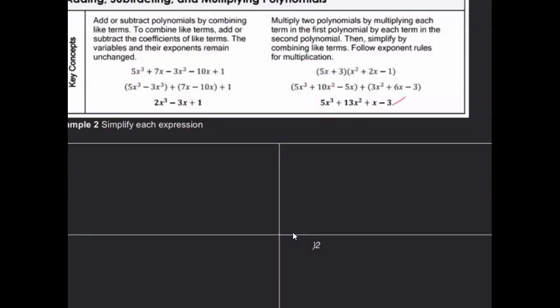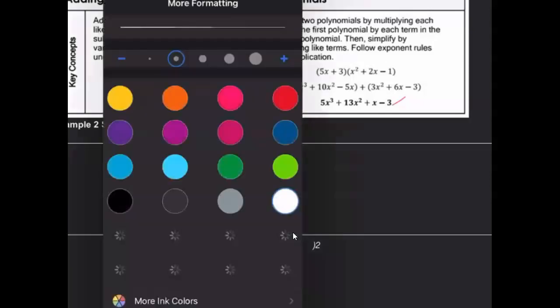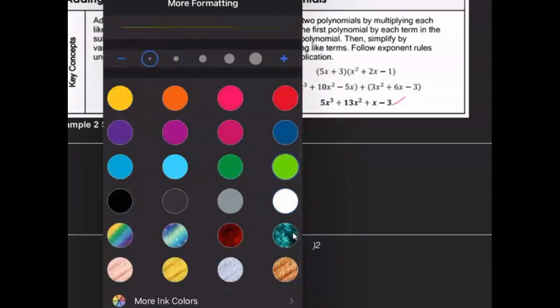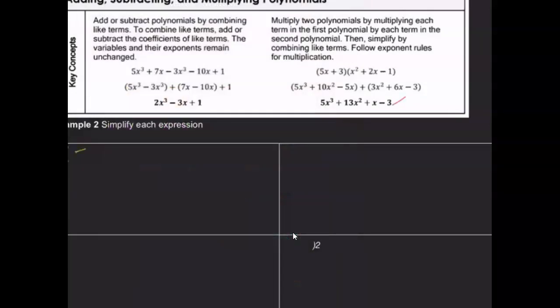So for example 1, we have parentheses 5xy plus 3x squared y in parentheses minus parentheses 2xy plus 5x squared y minus 6xy squared.